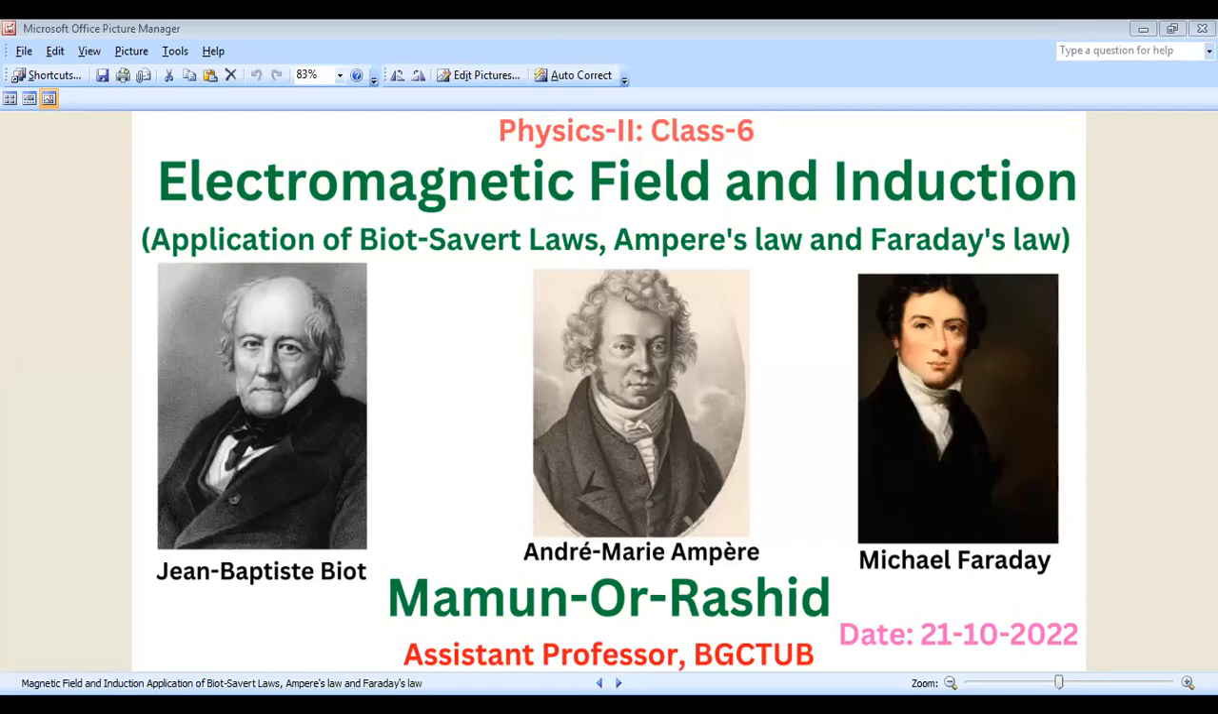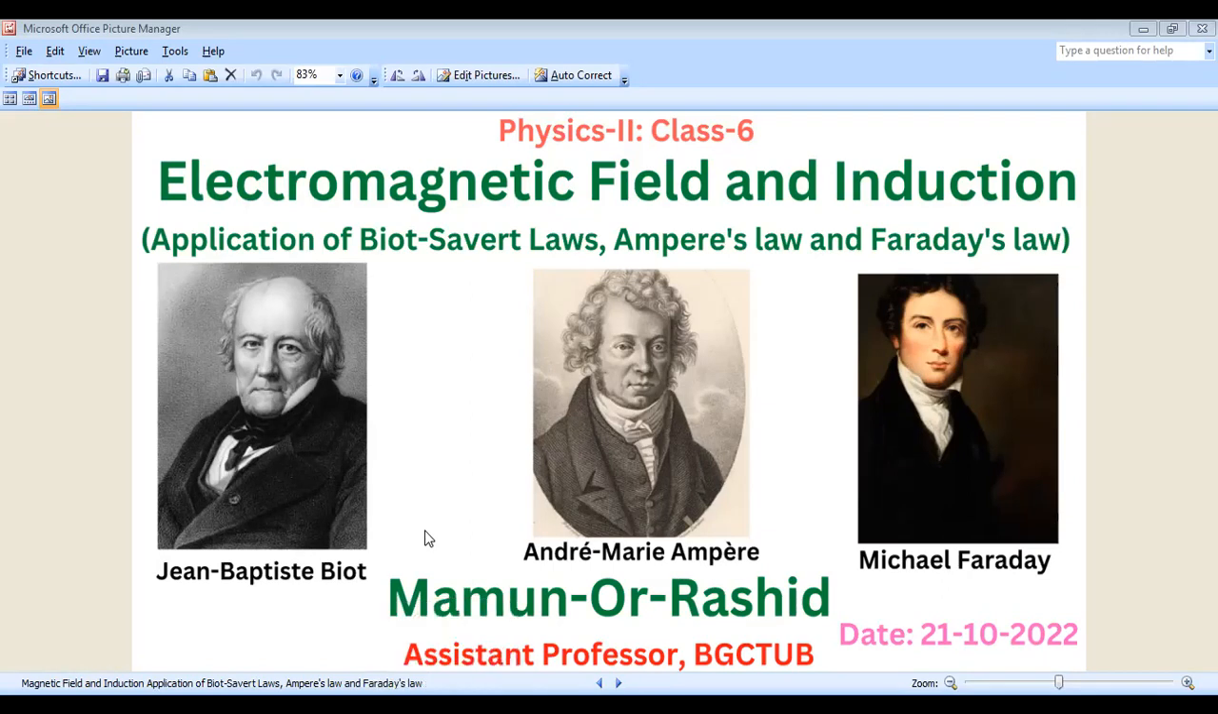This is the sixth class of Physics 2, Electromagnetic Field and Induction. Actually, we'll discuss in this class what is a magnet, the properties of a magnet, what is the magnetic field, what is magnetic induction, and what is the electromagnetic field. Actually, the main contribution came from Biot and Savart, two famous physicists, and also Ampere and Faraday.